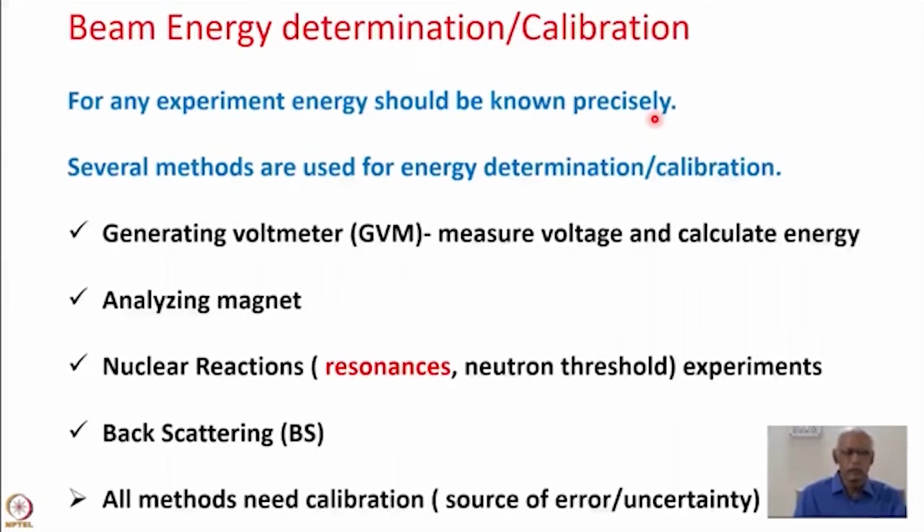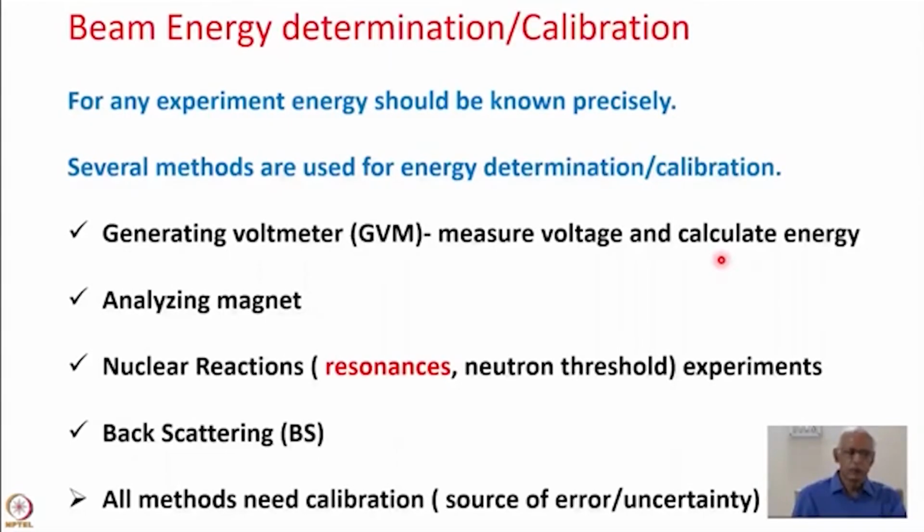And as I mentioned in the last lecture, one of them is that we use a generating voltmeter, GVM, to measure the voltage and then calculate the energy. As we discussed in the last lecture, there could be several factors which add to error in that, and therefore there should be some other methods for measuring the energy very accurately, not using the voltage and then multiplying by the charge state and things like that.